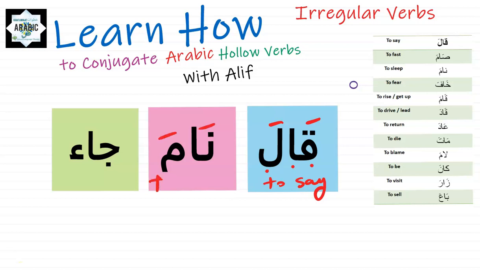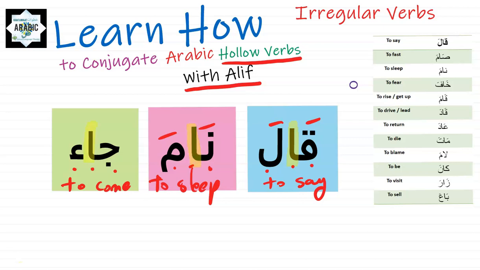Then نام, to sleep. It has noon, alif, and mim. And جاء, to come, has jim, alif, and hamza. We call them hollow verbs because they share the second part, which is alif in the middle. Looking at qala, it has a long alif. And the unique part about alif is that it does change when you conjugate these irregular verbs in the present tense. So that's what we're going to look at today, and we have a set of other verbs that we will try to explore and match into these categories. So let's begin.